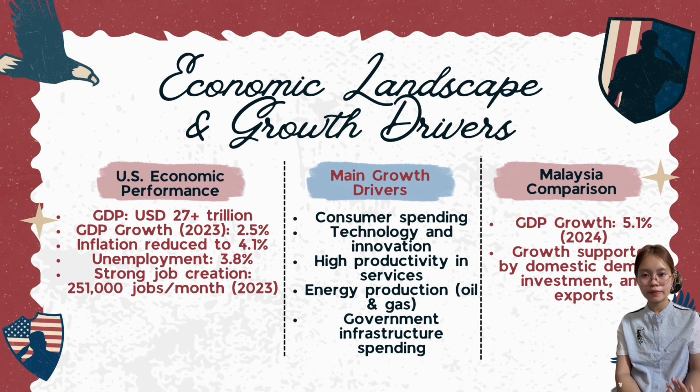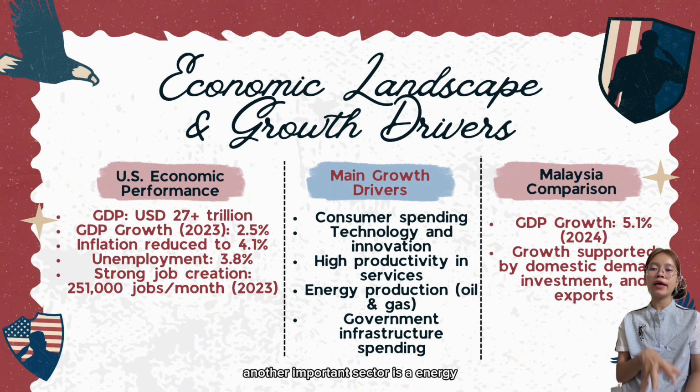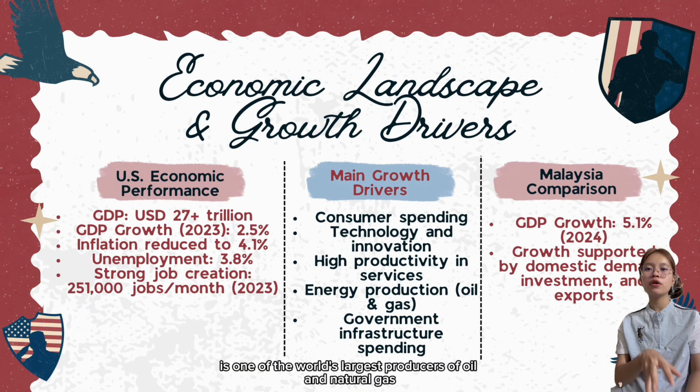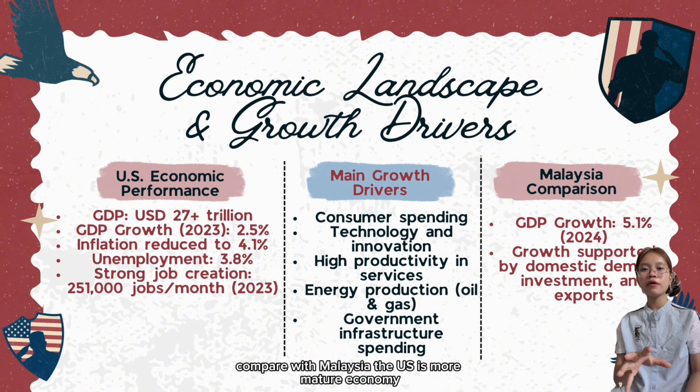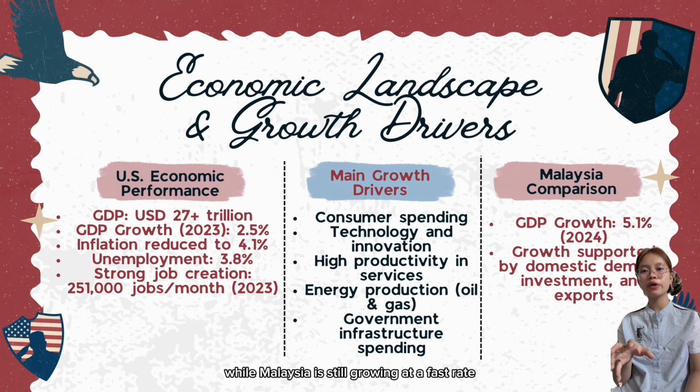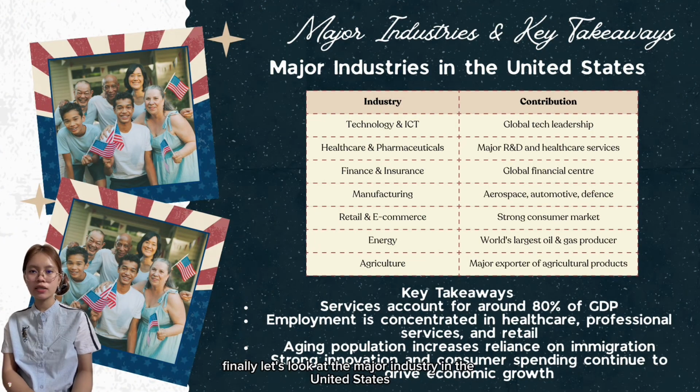to the economy. Another important sector is energy. The US is one of the world's largest producers of oil and natural gas, creating jobs and also supporting export. Compared with Malaysia, the US is a more mature economy while Malaysia is still growing at a fast rate as a developing country. Okay, finally, let's look at the major industry in the United States.